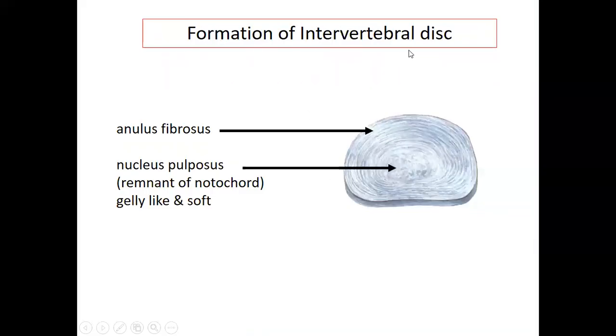The formation of the intervertebral disc. You can see here, this is the intervertebral disc. At the periphery here is the annulus fibrosus. In the center here is the nucleus pulposus, and actually the nucleus pulposus is the remnant of the notochord, the remaining part of the notochord, and it's jelly-like and soft. This part in the middle here is jelly-like and soft.